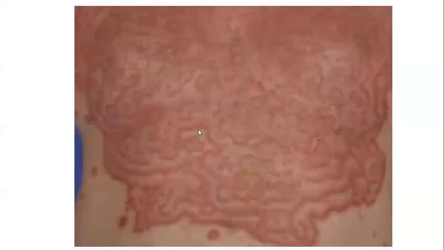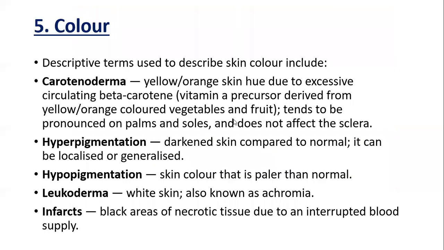Then the targetoid lesions we see in erythema multiforme. There is pallor and central erythema. So pallor outside and erythema inside. Sometimes you can see a vesicle or bulla in the middle. Gyrate lesions, erythema gyratum repens: multiple ring-shaped rings seen concentrically around each other.